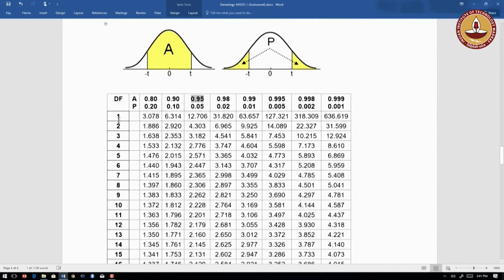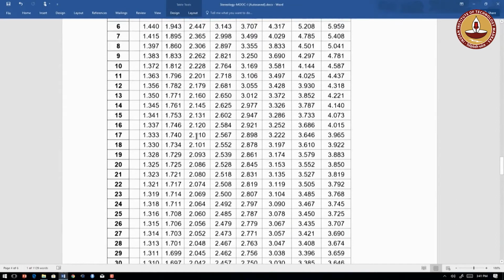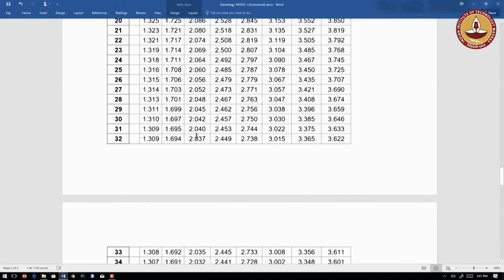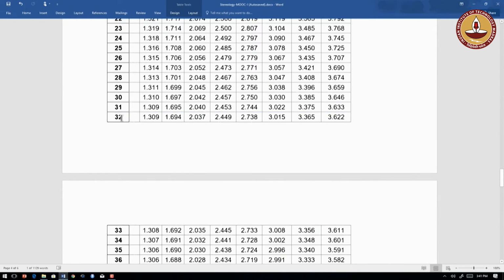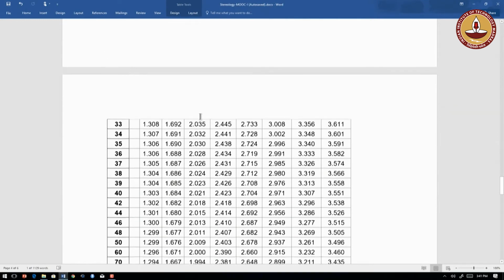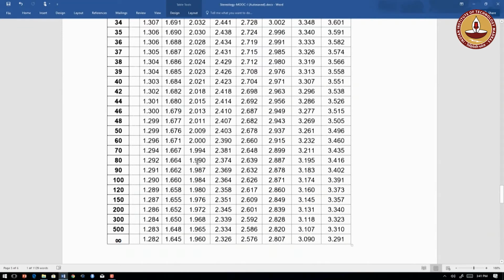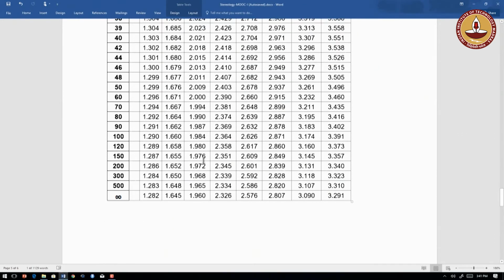As the degrees of freedom increase, that means your sample size is increasing, the t value is reducing. If you go down this column of 0.95, I will keep the cursor on that column so that we know this is the column we are referring to. You see the t value is reducing. At 32 degrees of freedom, that means 33 data points, I have a t value of 2.037. It is coming closer to 1.96, and let us go down further. At 80 you get 1.99, at 500 you get 1.96. So, it is moving towards the normal distribution, and at infinity it is exactly 1.96 for 95%.